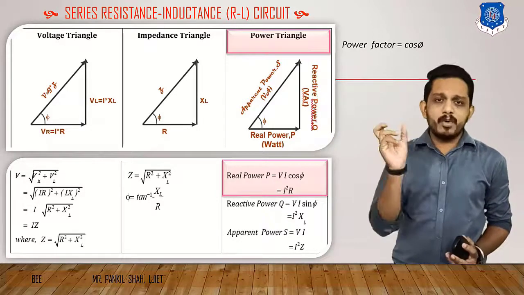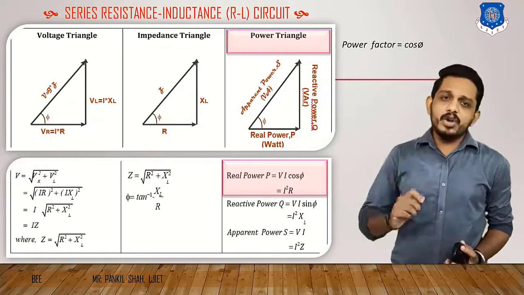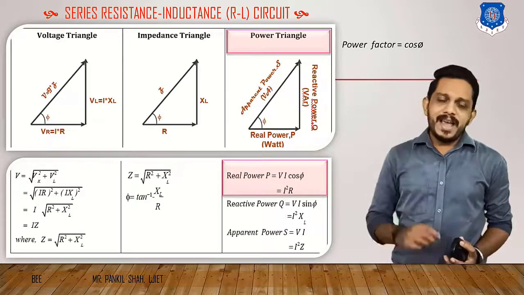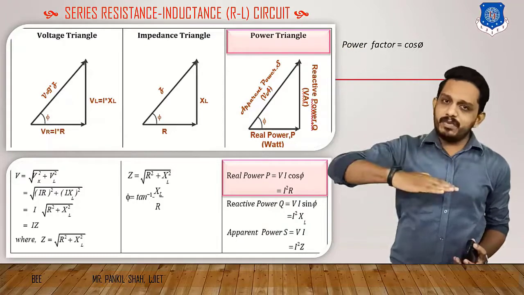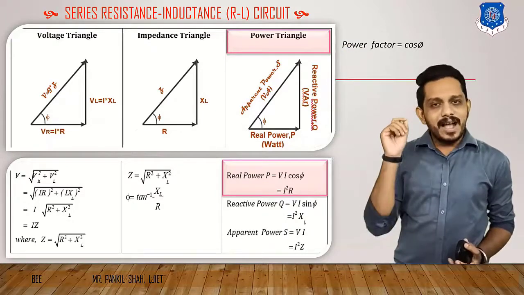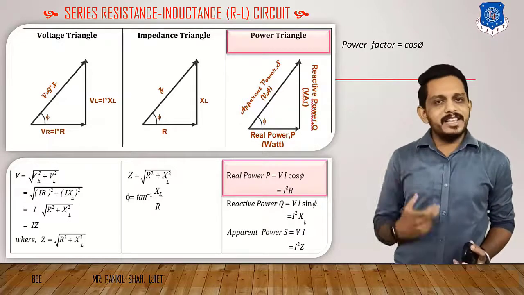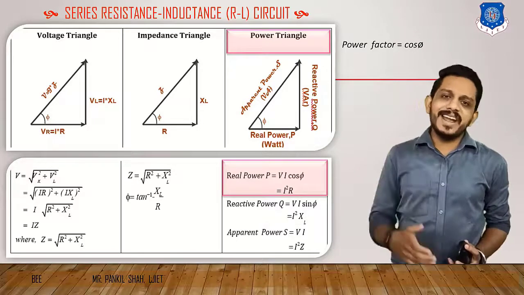So the cos component of total power is given as our real power, or you can say the active power. Active power is given by P, and its equation is VI. Its component is VI cos phi. So the active power P is equal to VI cos phi, and it is measured in watts or kilowatts.